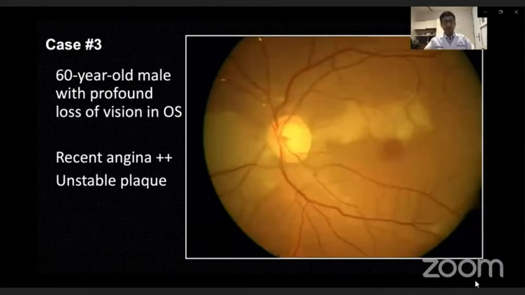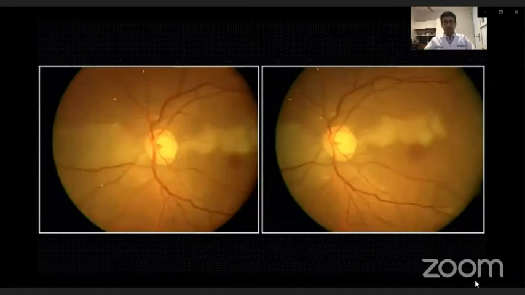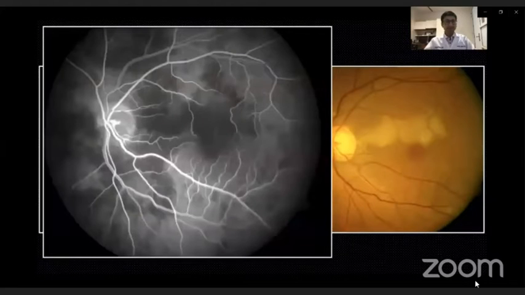This is another patient with profound loss of vision in the left eye. He has an unstable plaque because of an angina, and he has heart disease. And you can see the emboli in the blood vessels very clearly, just superior to the foveal center. And this is another nasal view. You can see these yellowish emboli sitting in the vessels.